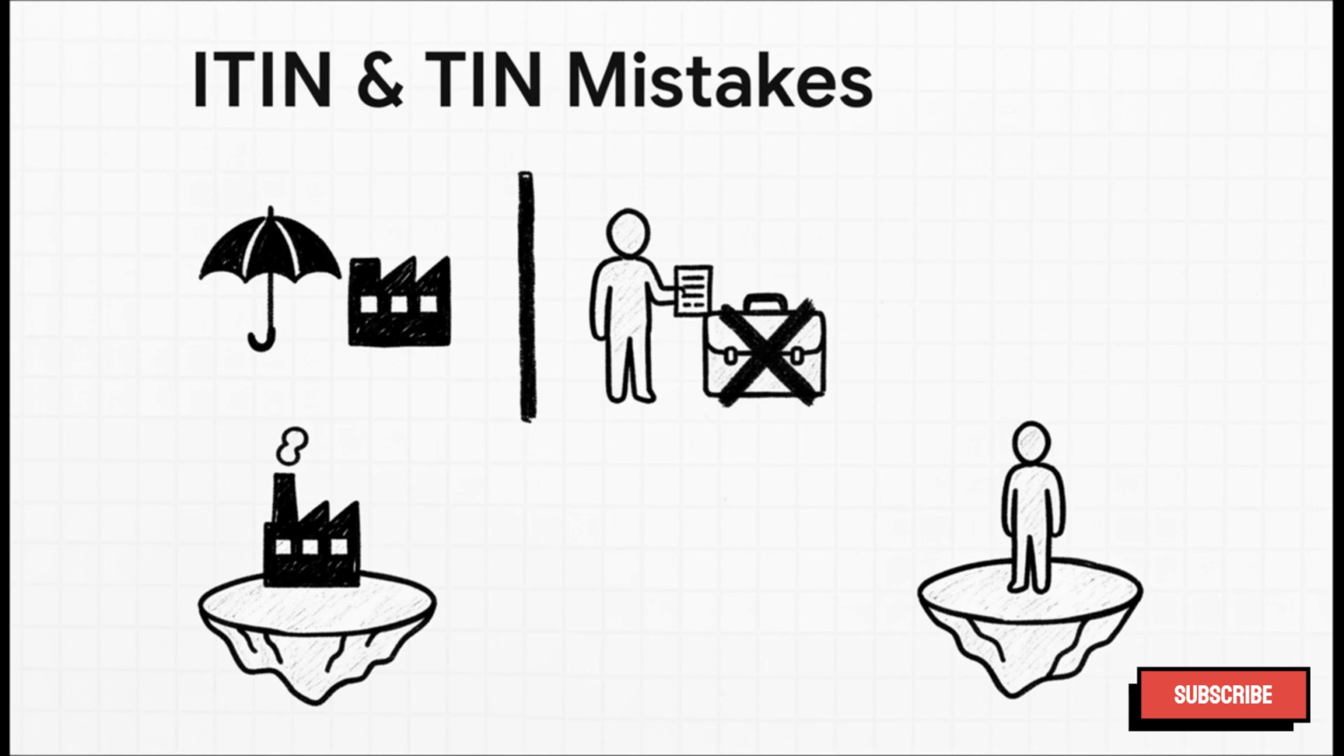And third, assuming you must have an ITIN to get an EIN for your business. Total myth. If you're a non-U.S. resident who owns a U.S. business entity, like an LLC for example, you can totally obtain an EIN for that business without ever having an ITIN. EINs identify the business, while ITINs identify the individual. They are completely independent of each other.